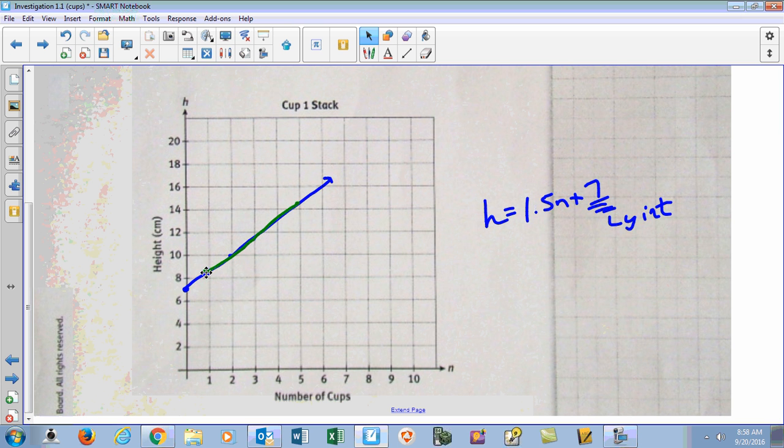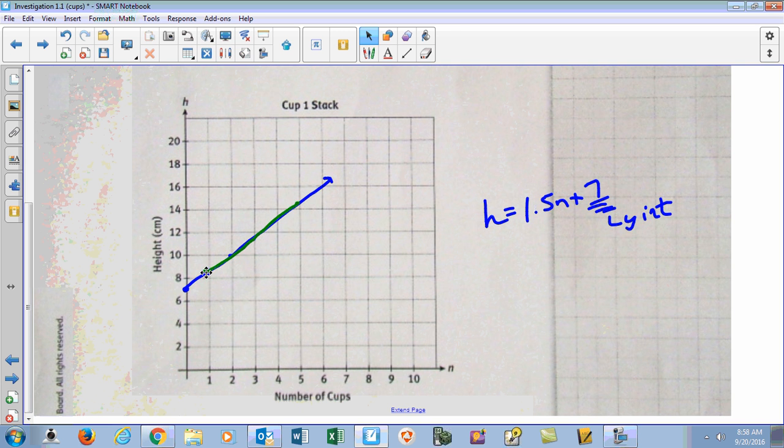It was very focused on from the first cup to 5 cups, what's the height? Where this one's kind of, okay, what if you do 16 cups? What if you have 50 cups? What if you have 100 cups? We can use it to gather more information than the original graph.